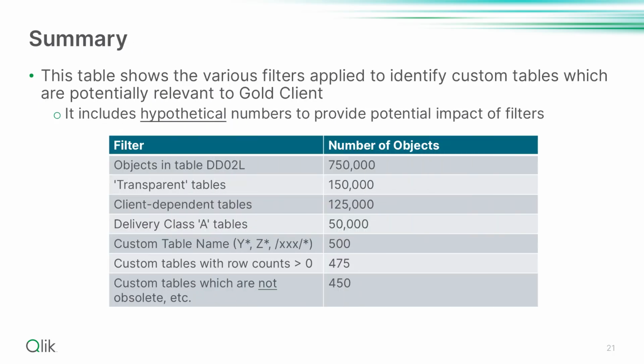To summarize the preceding content, this table shows the various filters being applied to help identify custom tables which are potentially relevant to the Gold client configuration. Some hypothetical numbers have been included to provide examples about the impact of the various filters. Since every SAP system has its own unique customizations, only after performing these various filters will your team's number of potential tables come into view.